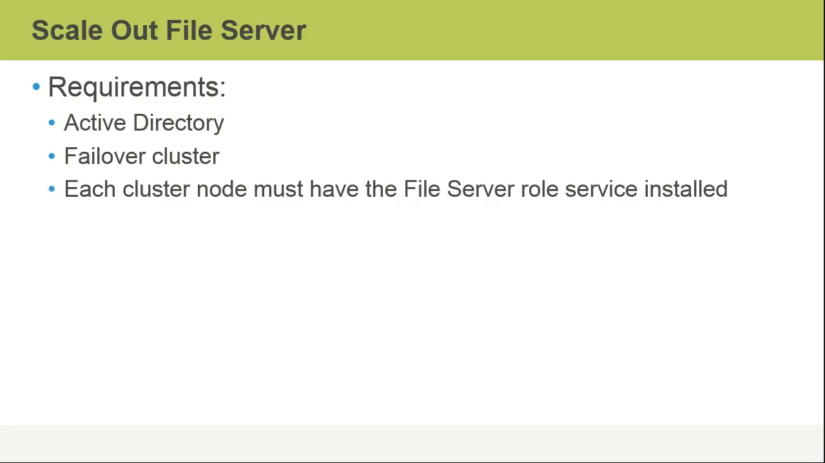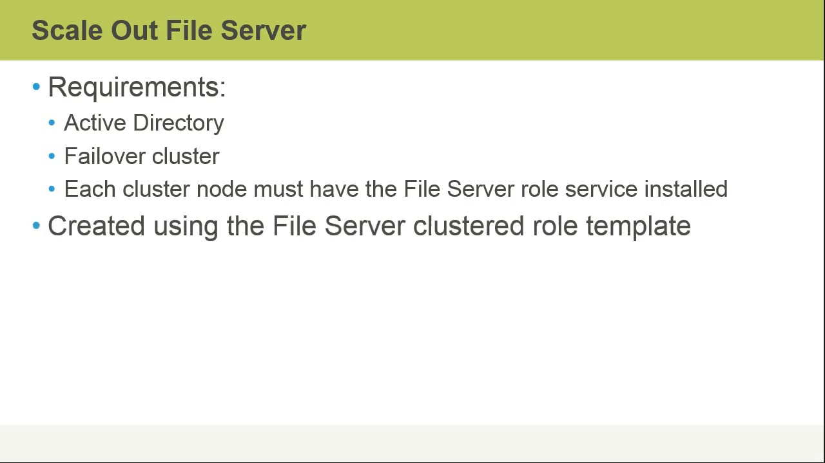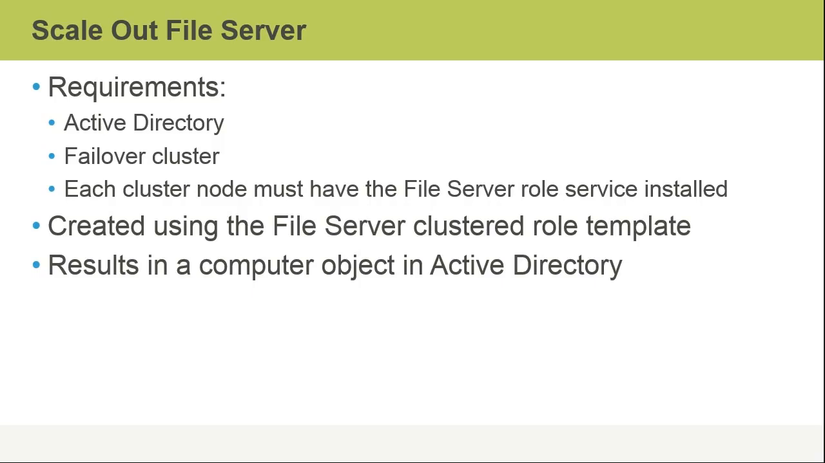To configure a scale-out file server, we require Active Directory and a failover cluster. Also, each cluster node must have the file server role service installed. We can create a scale-out file server by using the file server clustered role template, which is available in the failover cluster manager. The result is that we'll have a computer object in Active Directory that represents our scale-out file server. Let's take a look at how we would actually configure it using the failover cluster manager.